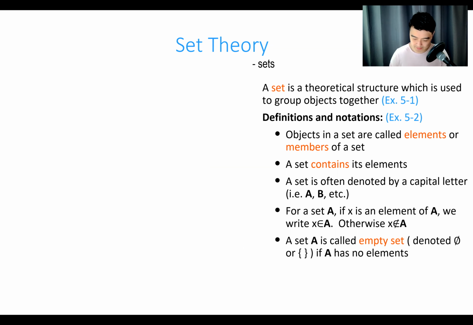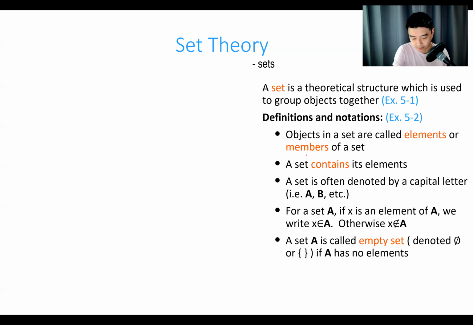What is a set? Whenever we talk about a set in this course, we're talking about a theoretical structure, or a box, which is used to group objects together. So what does that really mean? A set is really a description of a bunch of objects. When we talk about a set, we're giving a description of a group of objects, and these objects are called elements or members of the set.